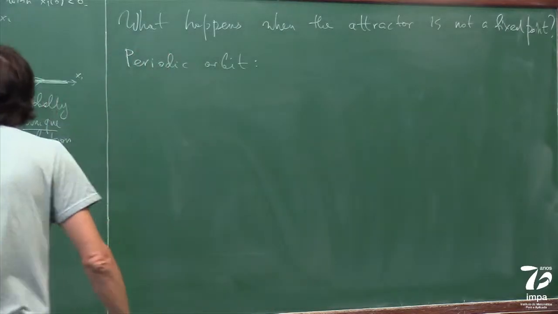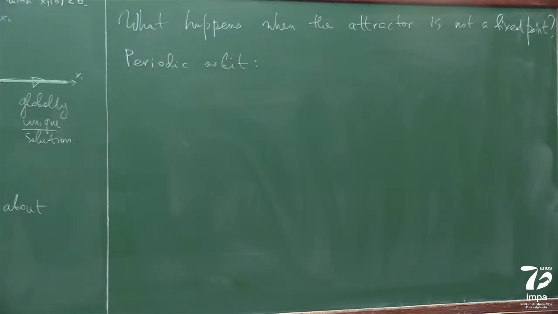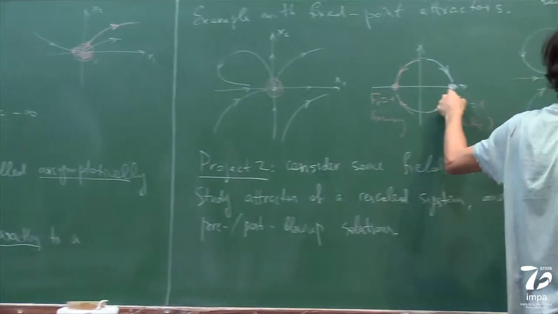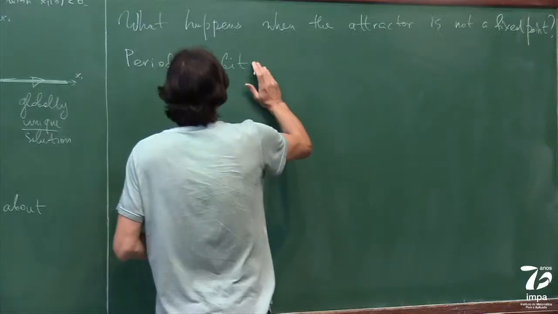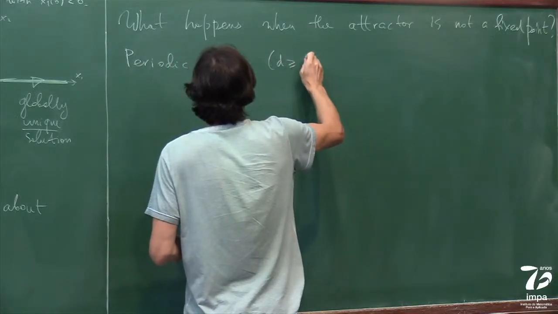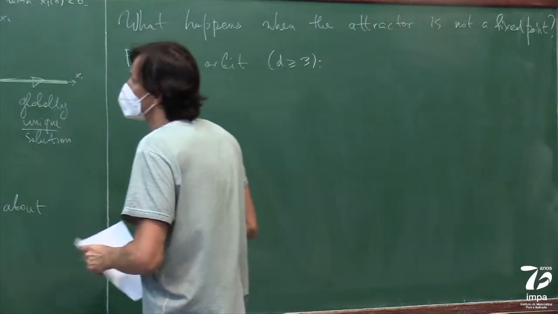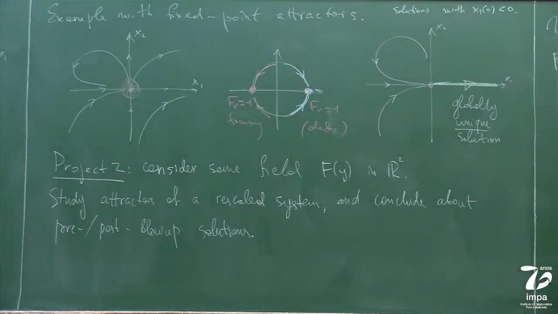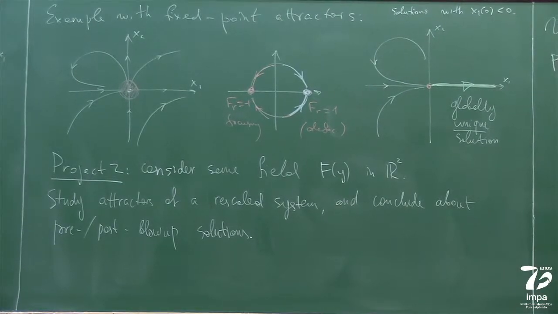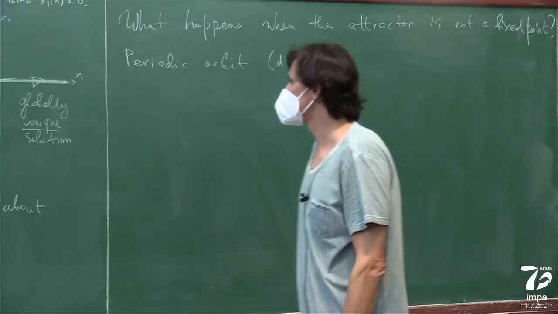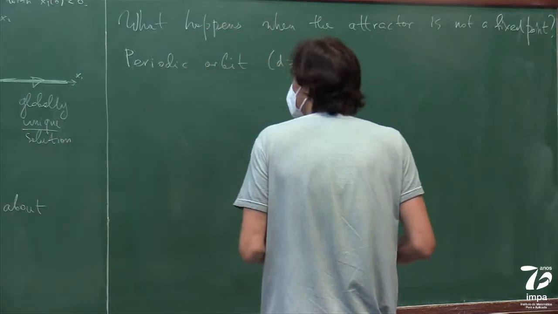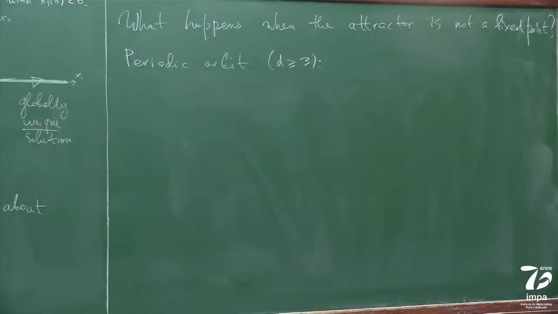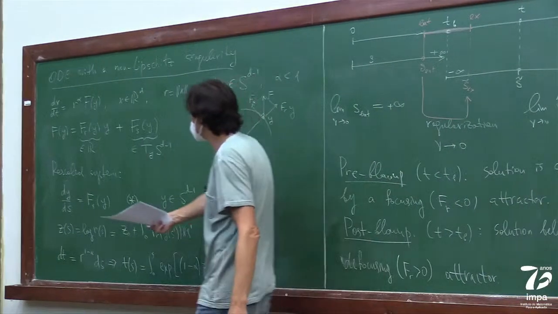So let's assume that what we have in the post-blow-up dynamics is not a fixed point. This is not a fixed point in higher dimensions, so d should be bigger or equal than 3, right? Because on a circle we can have a periodic orbit, but that will be a trivial example. In order to have something non-trivial, we need d to be at least 3. And it means that the post-blow-up dynamics is defined by the periodic solution of this system on a sphere.